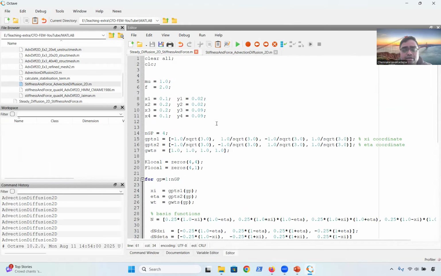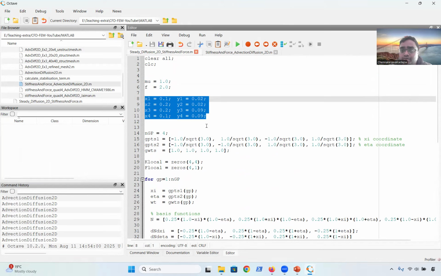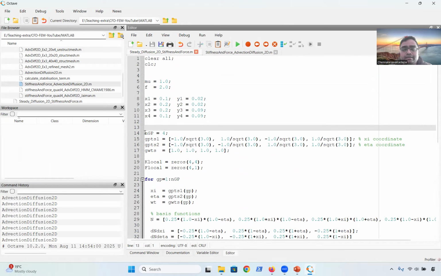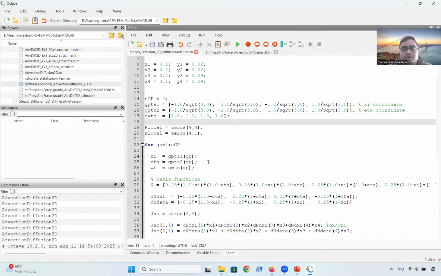So again, first we get the material properties and the source term. Then we have the x and y coordinates corresponding to all the nodes. Then we have the number of Gauss points, how many Gauss points we want to use, and the corresponding coordinates and weights. Before we loop over the Gauss points, we initialize the stiffness matrix and force vector to zeros so that we can keep on adding to them.